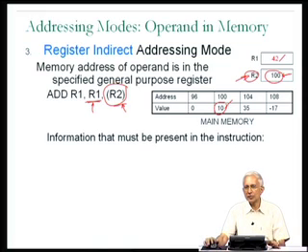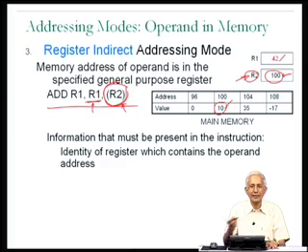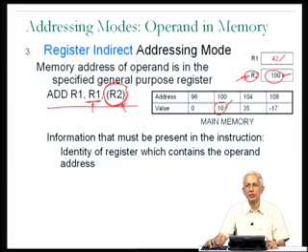Okay, so what information must be present within the instruction if an operand is specified in register indirect addressing mode? Simply the identity of the register which contains the operand address, in this case R2. And that is why we saw in the example the identity of R2 had to be specified within the instruction for an operand specified in register indirect addressing mode in this way.